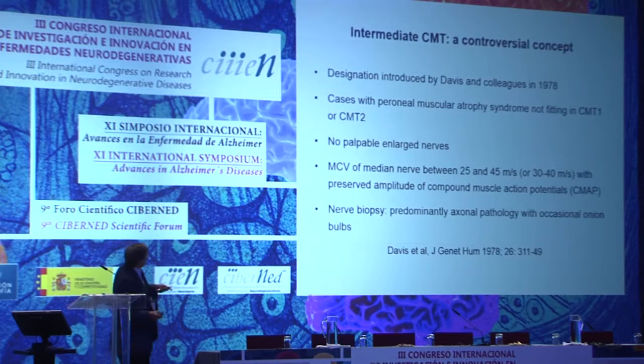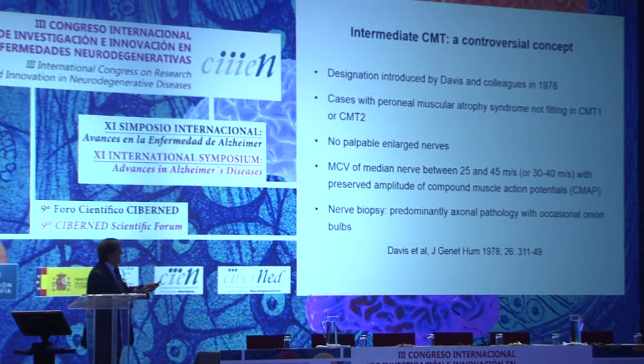But intermediate CMT has been a controversial notion. There are authors denying the existence of this type of CMT. Let me summarize the original descriptions of intermediate CMT. This is a designation introduced by Davis and colleagues in 1974 for cases with peroneal muscular atrophy not fitting in CMT1A or CMT2.